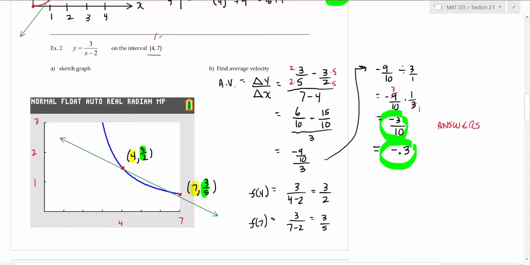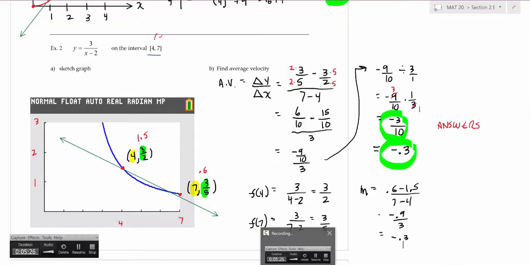So if you change this to decimals, that's like 1.5. That's 0.6. So you could also do this problem like this. The slope is going to be 0.6 minus 1.5 over 7 minus 4. So that's going to be negative 0.9 over 3. And if you divide that on a calculator, you should get negative 0.3 anyway. So you can do that either way. Okay, so that is a velocity that's negative. Average velocity is negative on that interval.